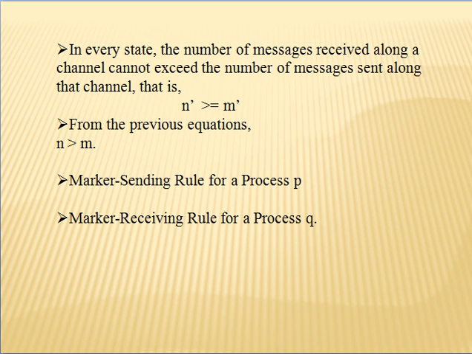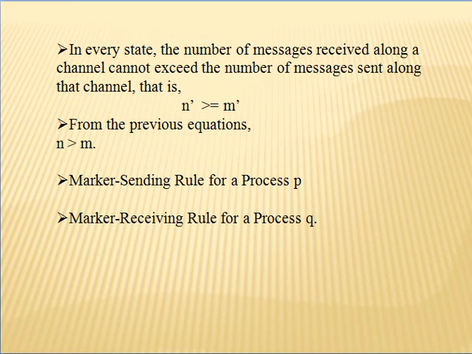They also make two rules for global state detection. The first is the marker sending rule for process P: for each channel C incident on and directed away from P, P sends one marker along C after P records its state and before P sends further messages along C. Then another is the marker receiving rule for another process, Q, on receiving a marker along a channel C.